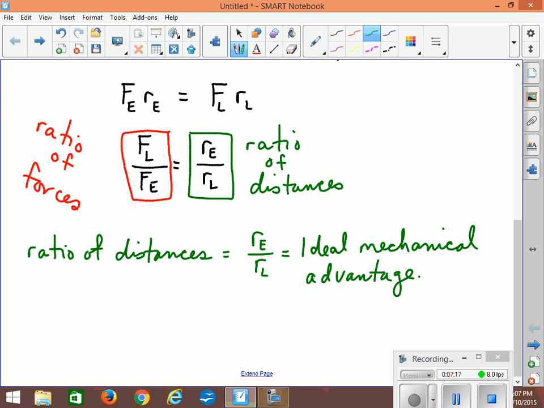And the reason it's ideal is because nothing can really affect the distances. If you build a lever, those distances are always going to be what they are. You can't change that. Now, there is a little bit of a problem though.